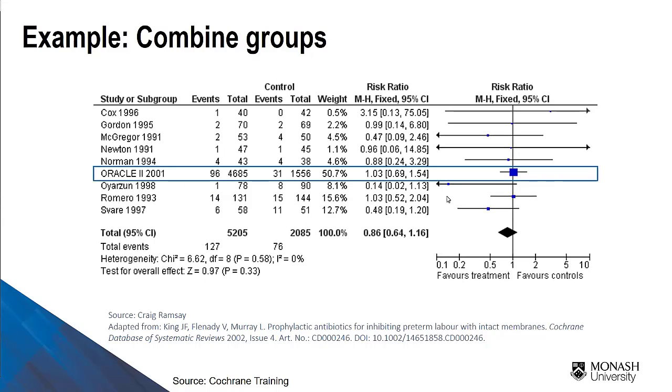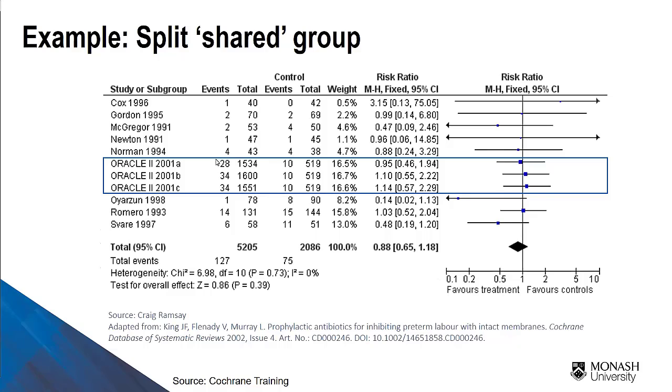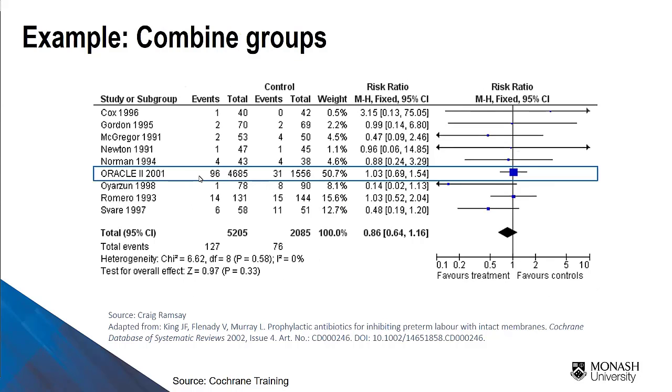Another option is that we could just combine the events and the participants across the 3 antibiotic groups, as is done here. So if I go back a slide, I can just sum across those events and sum across those participants and include this trial once in the comparison, as one comparison in the meta-analysis. And you can see here that we've got 96 events and 4,685 participants in our control group as it was originally. So now we've just included this trial once, and so that's another option. And you can see that the weight for this trial is around about 50%.